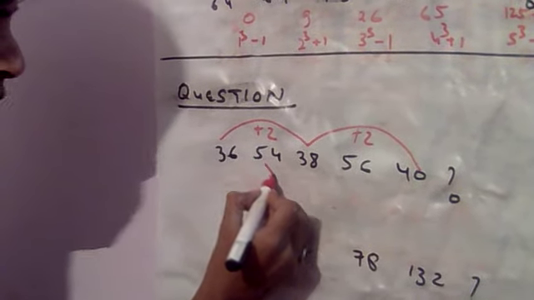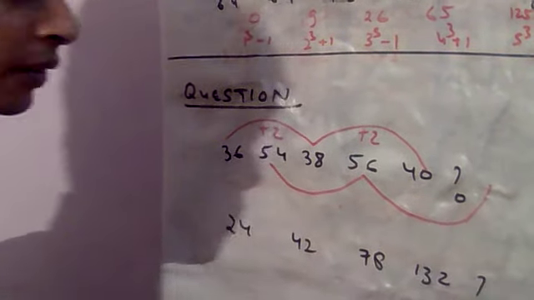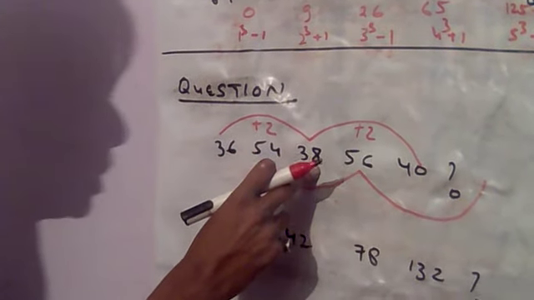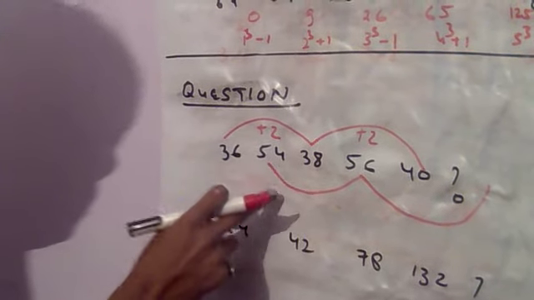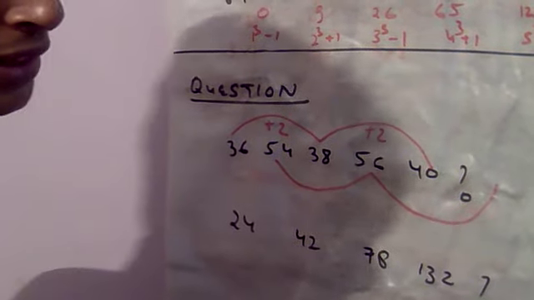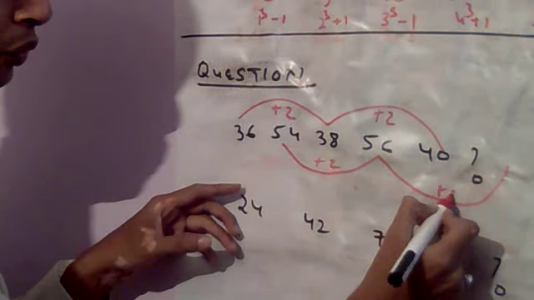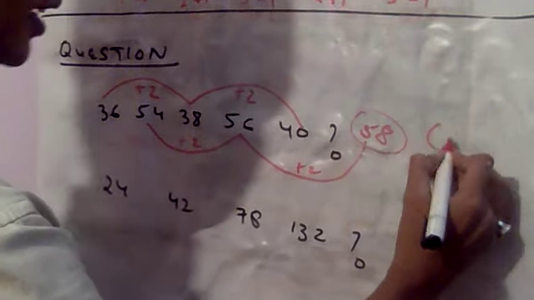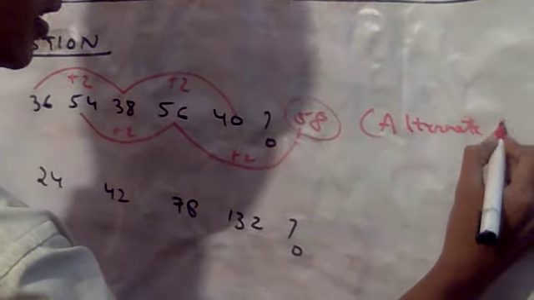So the first number is attached to the third number and the third number is attached to the fifth number. And the alternate goes, the second number would be attached to the fourth number, and the fourth number would be attached to the sixth number. That is 54 plus 2, 56, and 56 plus 2 would be 58. So this is known as the alternate series.